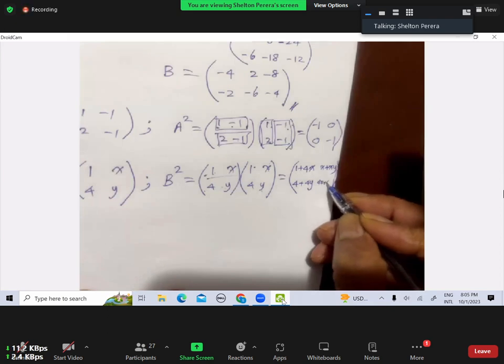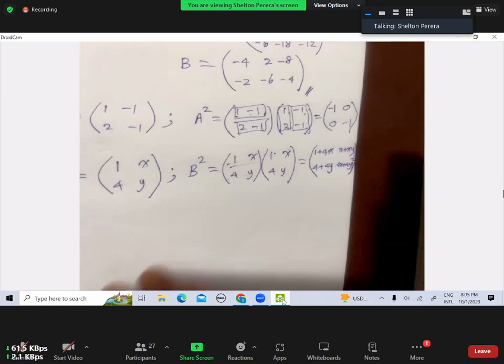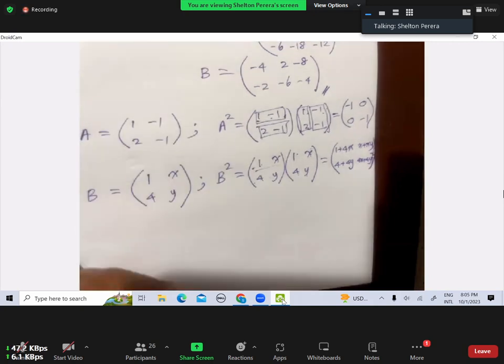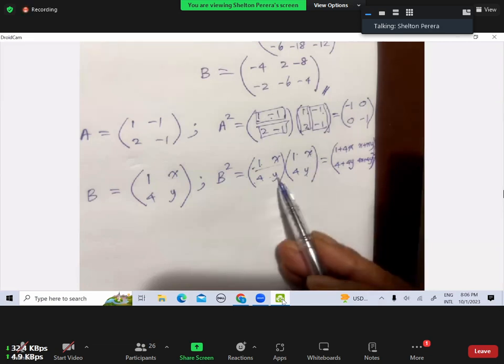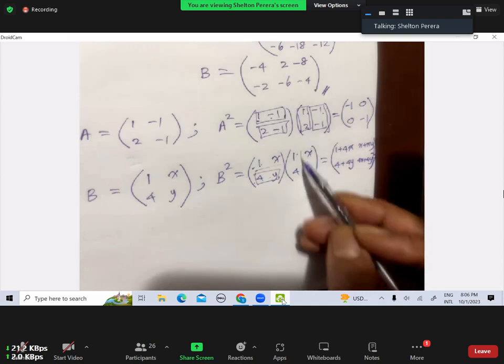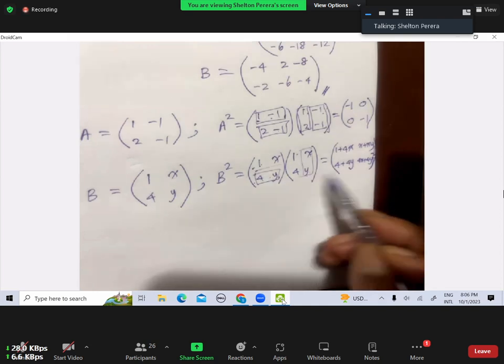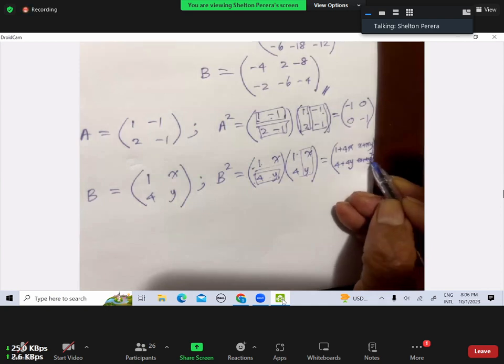4x plus 4y squared. That is b squared. Now I need to find a plus b. What is a plus b? 4x plus, check this. 4x plus y squared. This and this multiply to get this term. 4x plus y times y is y squared.